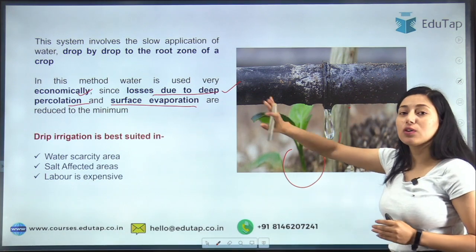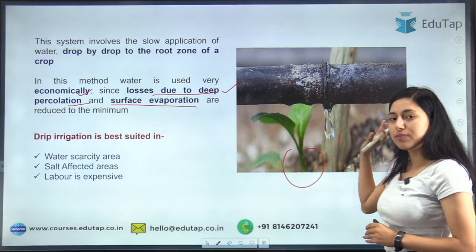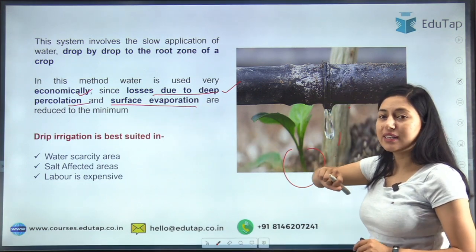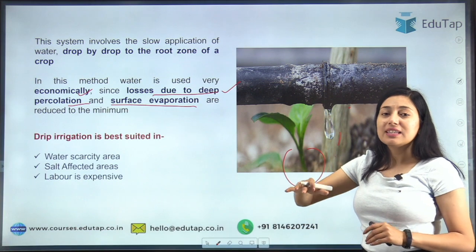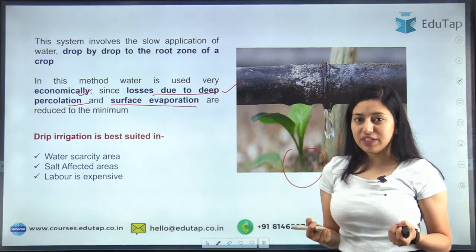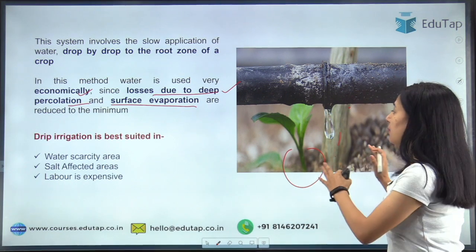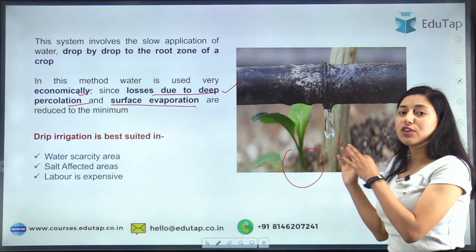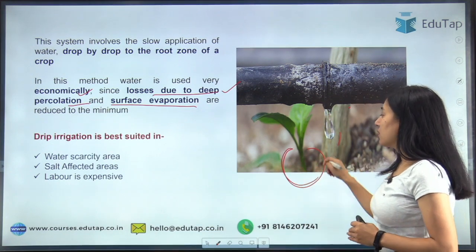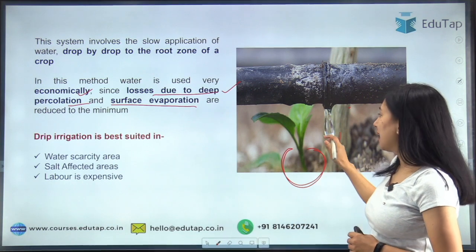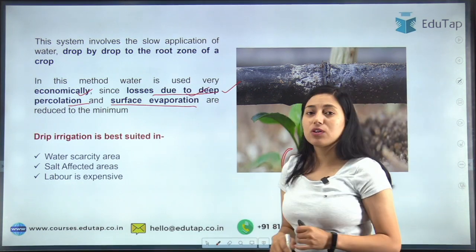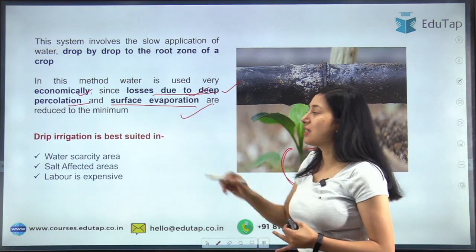So that is why your deep percolation losses are less in the drip irrigation system. And also your surface evaporation is less, because whenever we go for flooding, there are chances that your water gets evaporated. Now in a drip system, your evaporation losses are also minimized, because we are just focusing on the root zone. That is the advantage of drip irrigation: it is economical, deep percolation losses are less, and surface evaporation is also reduced.